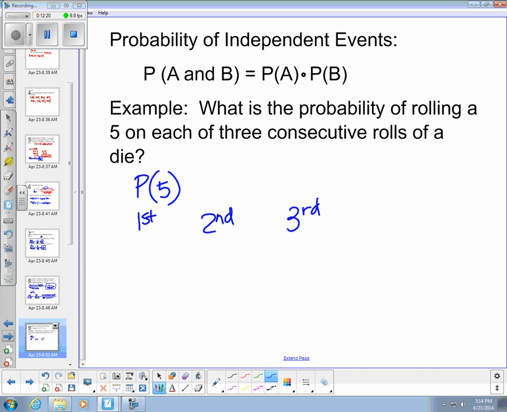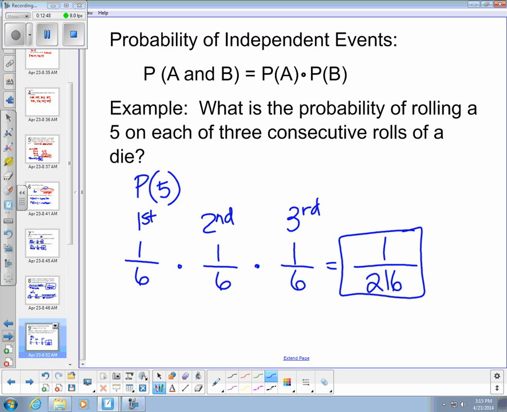So I want the probability of 5, and again, I'm going to roll 3 times. The first time I roll, I have a 1 out of 6 chance of getting a 5 because there's only 1 5 on the die out of 6 sides. The second time I roll, again, I still have a 1 out of 6 chance of getting a 5. And the third time you roll, you've still got a 1 out of 6 chance. Now, if I want it to happen all 3 times, then I'm going to take those 3 numbers and multiply them together. So my probability of getting a 5 all 3 times would be 1 out of 216.